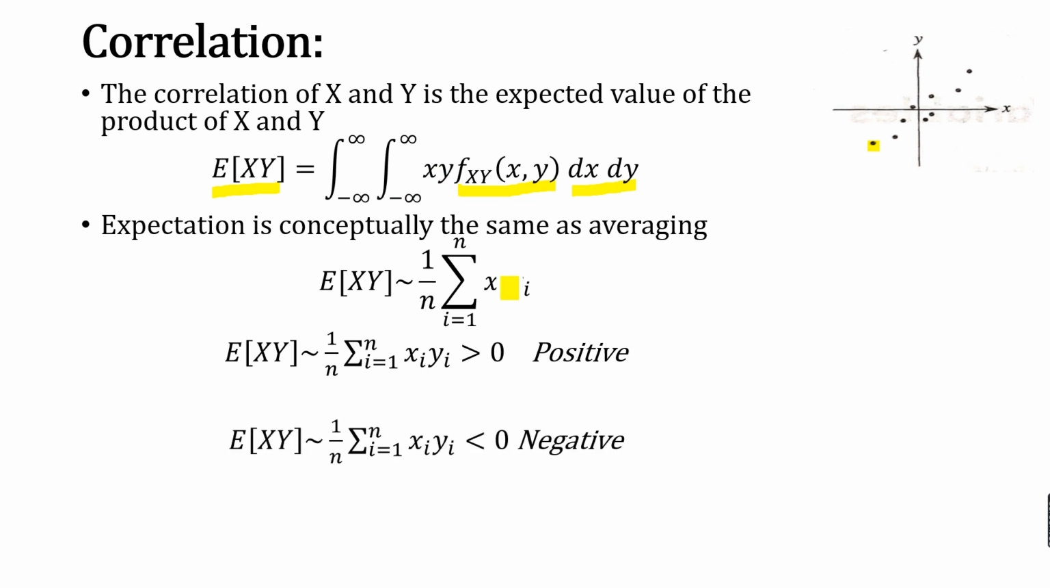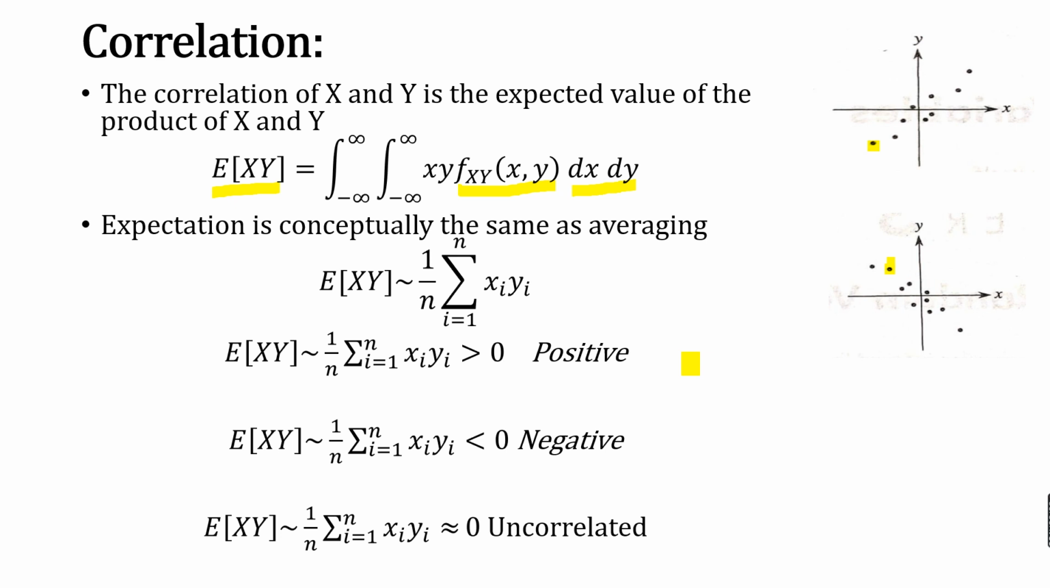A correlation can be negative, and on average it is always less than 0. An example for this is this graph. You can take any point on the graph here. Here y is positive, x is negative. As a result, the product of those two is negative here.